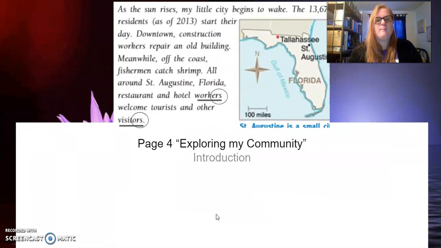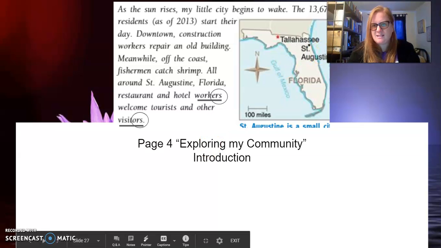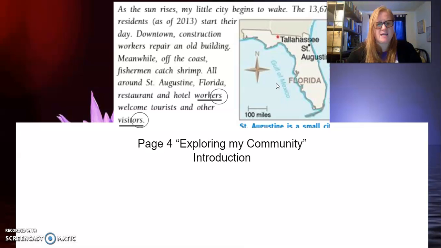Okay, we are still talking about Exploring My Community, the introduction. As the sun rises, my little city begins to wake. The 13,679 residents as of 2013 start their day. Downtown construction workers repair an old building. Meanwhile, off the coast, fishermen catch shrimp. All around St. Augustine, Florida, restaurant and hotel workers welcome tourists and other visitors.